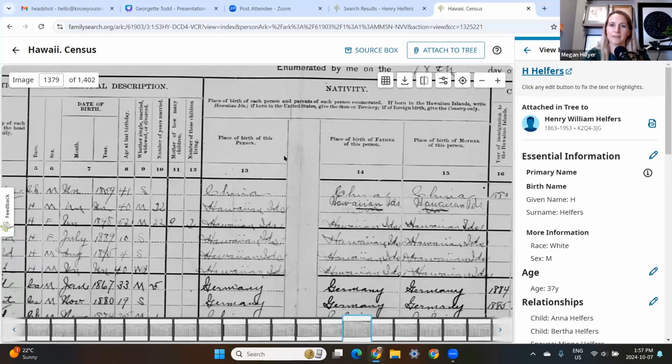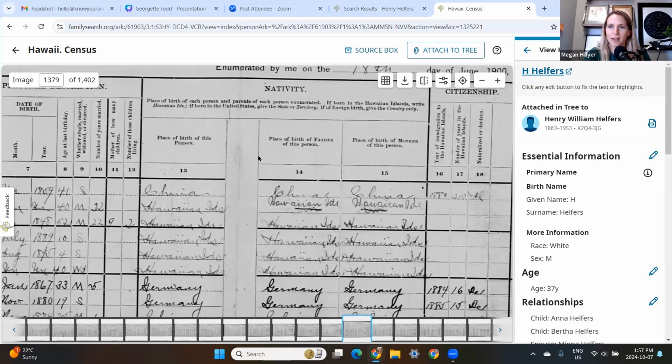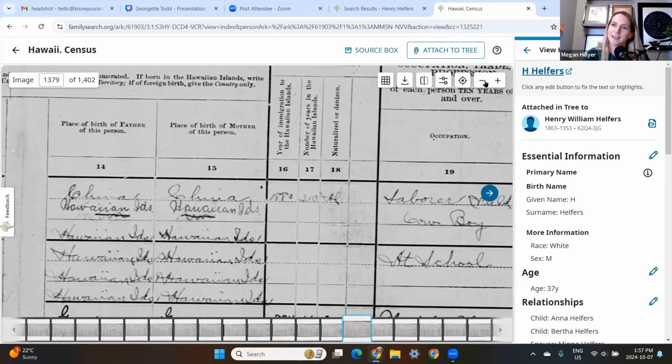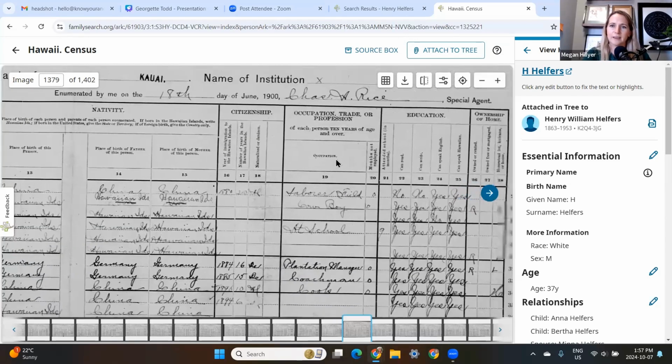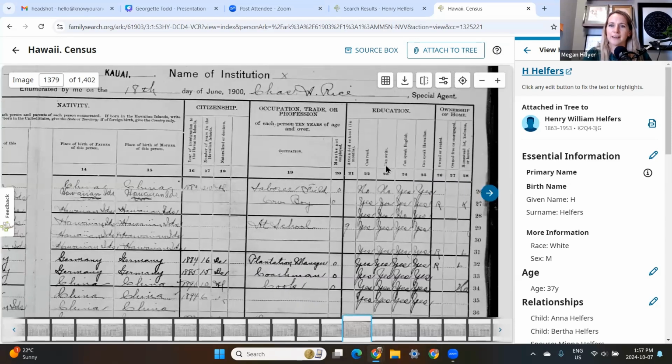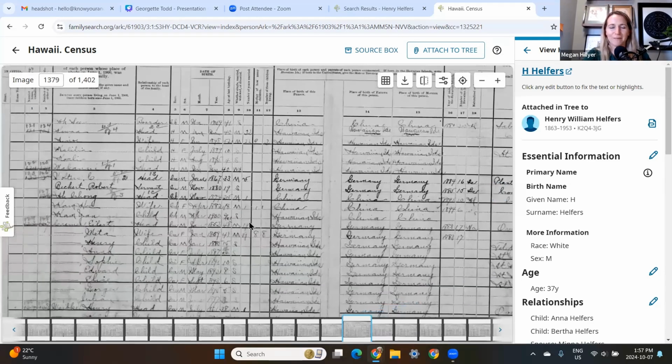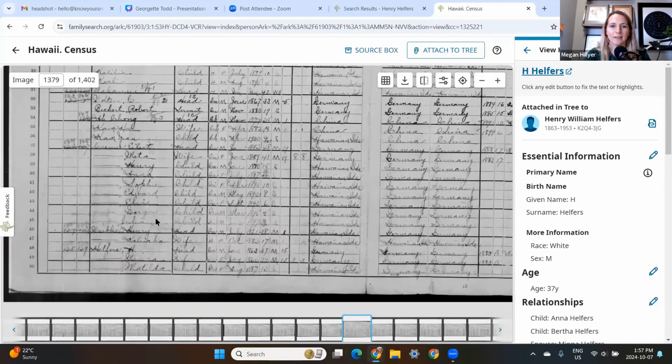You know, the place of birth of this person, place of birth of their father and of their mother, their citizenship, the year of their immigration to the Hawaiian Islands, the number of years in the Hawaiian Islands. Then we can see if they're naturalized or not. And then we can also see their occupation and their education, if they can read, write, speak English, and if they can speak Hawaiian, as this one is from Hawaii. So you can see that you can learn a lot of information just from that one census record.